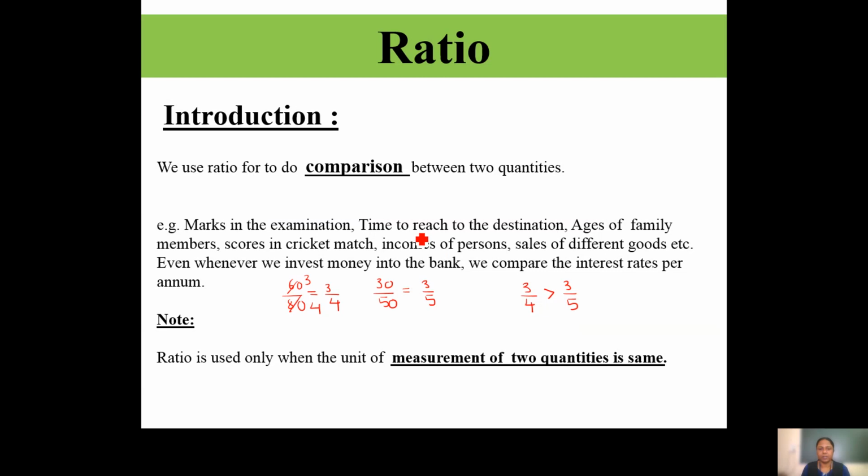There are different examples where we use the ratio: time to reach the destination, ages of family members, scores in a cricket match, incomes of persons, sales of different goods, etc. Even whenever we invest money in the bank, we compare the interest rate per annum. Here is the note: ratio is used only when the unit of measurement of the two quantities is the same.